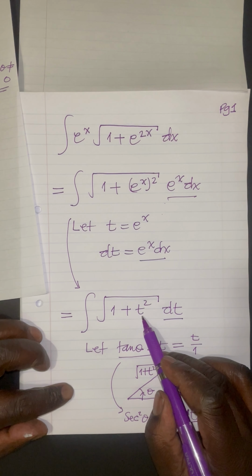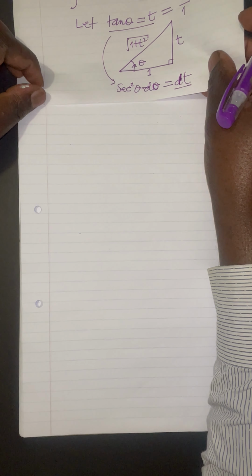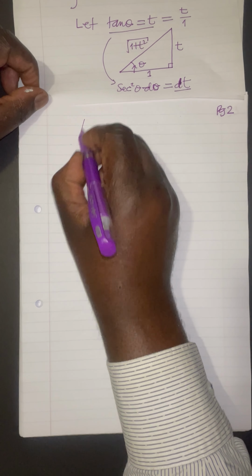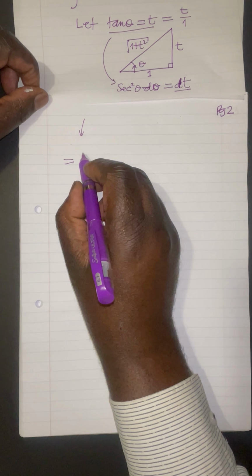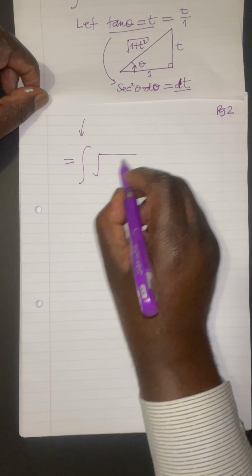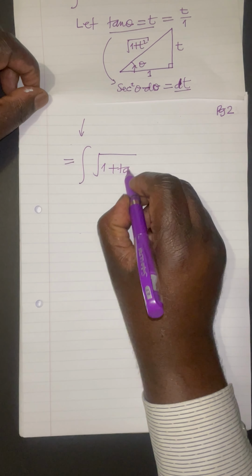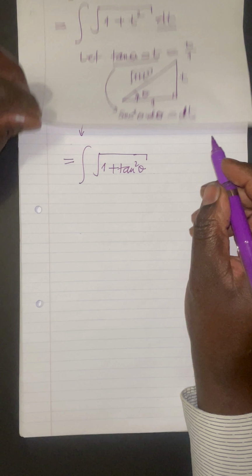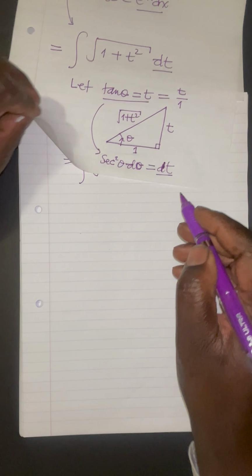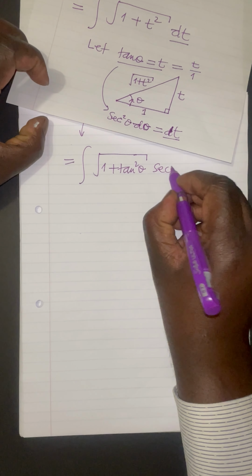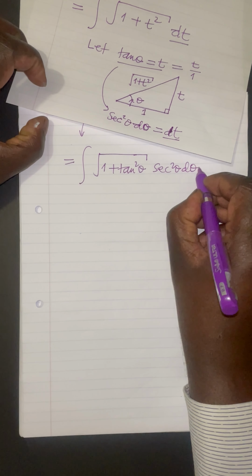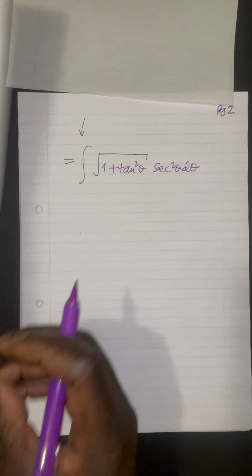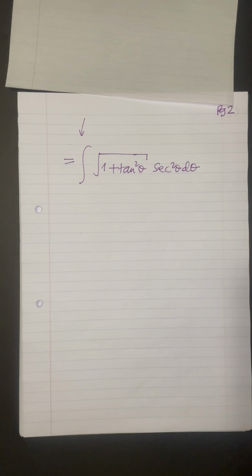And here I will have tan squared as follows, taking us to page 2. Hopefully you can easily follow what I'm trying to do. So now we are basically saying we have the integral, check this, the square root of 1 plus tan squared theta, and outside, what am I supposed to have? Instead of dt, I'm going to have sec squared theta d theta. So sec squared theta d theta. Now we have transformed it into an integral involving trig expressions.